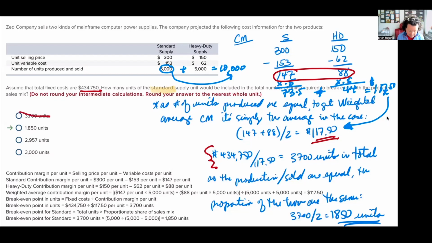Again, that does not answer the question, but notice it's one of the solutions. But that doesn't get us to the answer. That's the total number of units to break even. We don't want that. We want just the standard that we need to break even. So now we go back to our proportions, which is 50%, and we're going to multiply the 3,700 times 50% or divide by 2, which is the same thing, and that gives us 1,850 units to break even for the standard number of units.